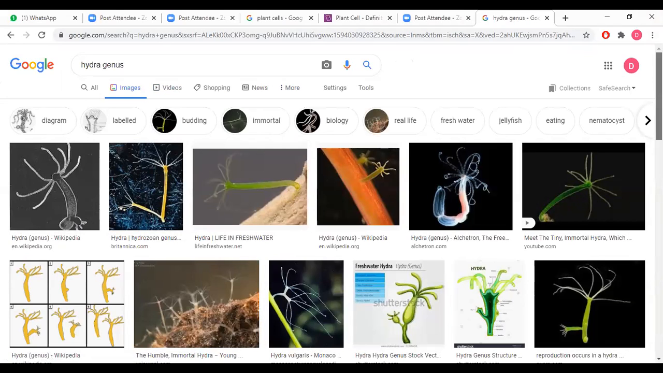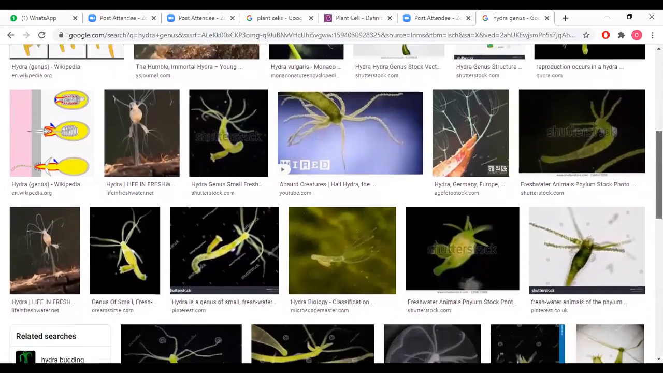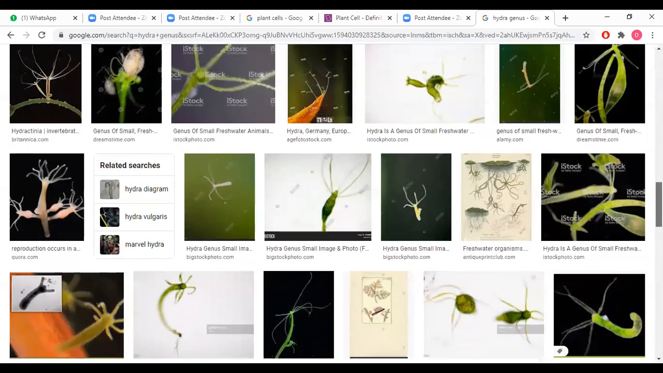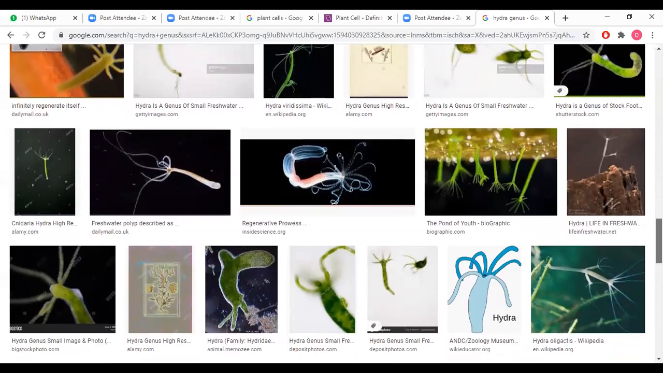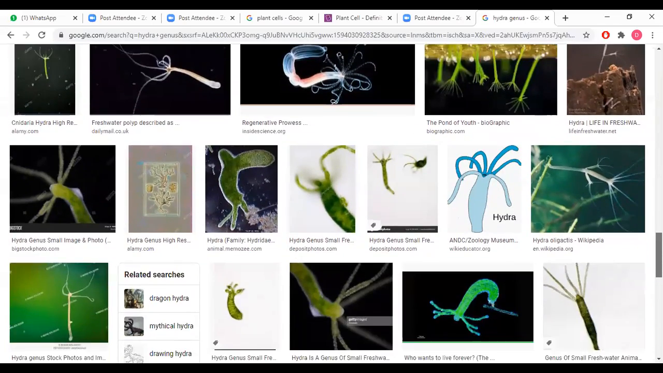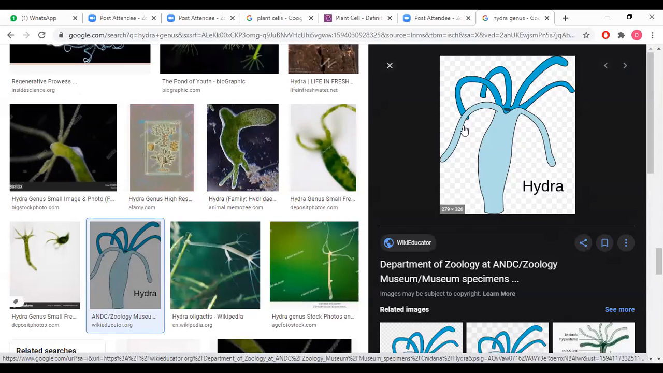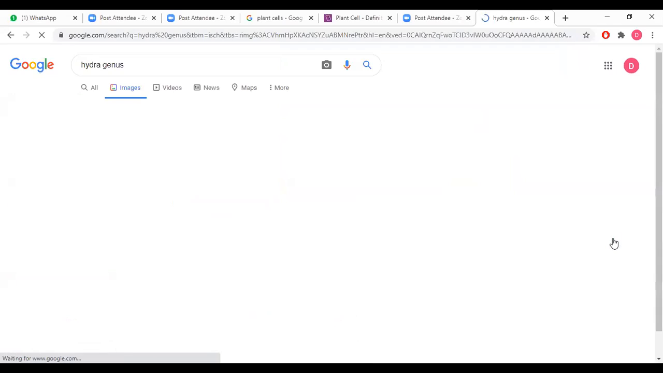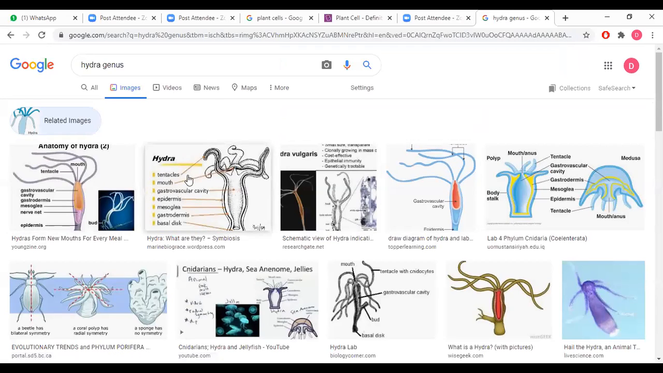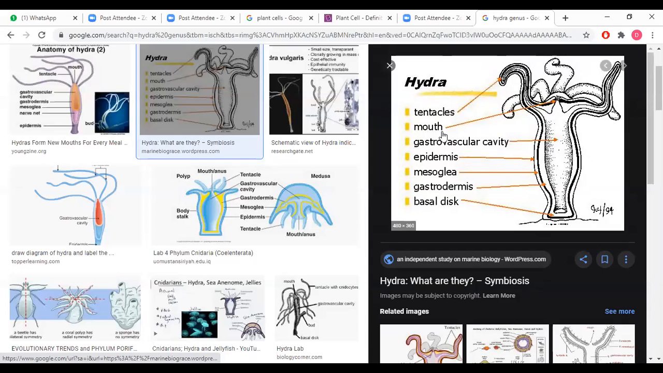You see, it looks like a plant. Look at the structure of the hydra. You see these images, ne? They are clear. It looks like plants in a way. And then one might even confuse it with the jellyfish, but I think this is a clearer structure of a hydra. Let's see a labeled diagram of a hydra. It has tentacles, it has a mouth, there's a gastrovascular cavity over there, there's an epidermis, mesoglea, gastrodermis, and basal disc. That's a hydra over there.